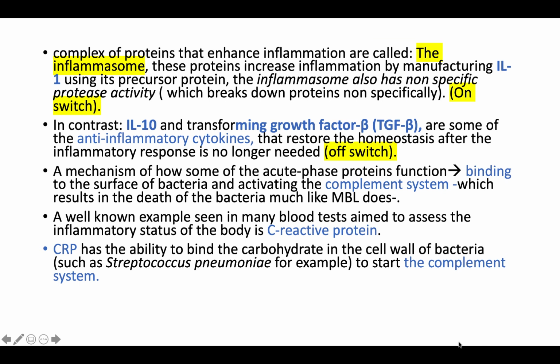And also we have the ability to increase the inflammatory response with this complement system, which can also make membrane attack complexes and destroy certain bacteria. So the complement system is also now number 2 part of our acute phase reactants.